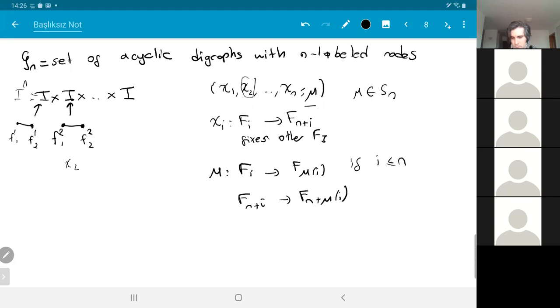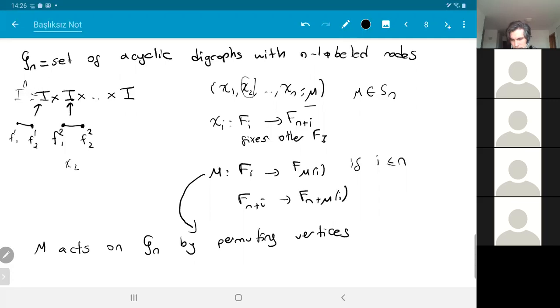Clearly, the action of mu on Gn corresponds to permuting vertices. For each i here, we have one vertex. So mu acts on Gn by permuting vertices. But it is not easy to directly say what the action of Xi is. It turns out that it's given by local complementation on the graph.